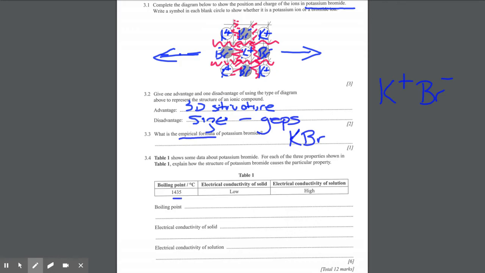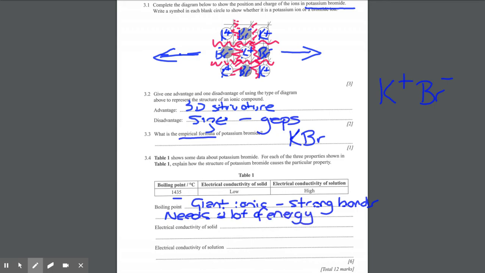So for the boiling point, ionic substances, as we've started to look at in a previous question, are giant ionic lattice structures, giant ionic structures. And giant ionic structures have strong bonds, and they need a lot of energy to break all those bonds. So they've got strong bonds, and it needs a lot of energy. That's why it has a high boiling point. So it needs a lot of energy to do that.